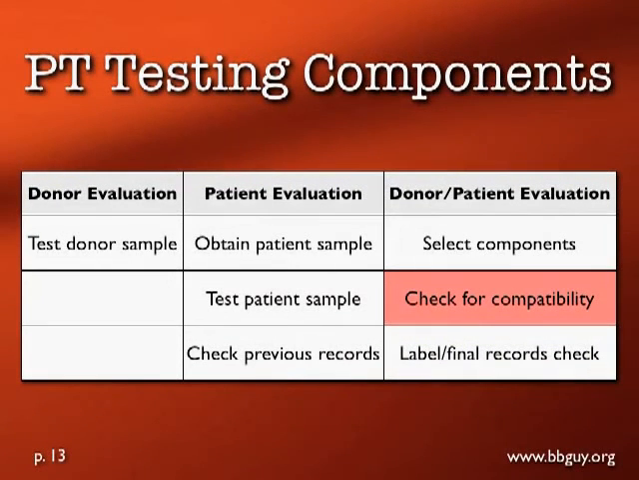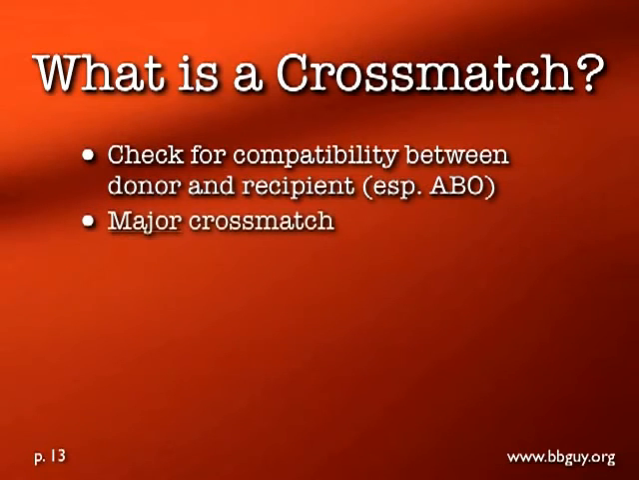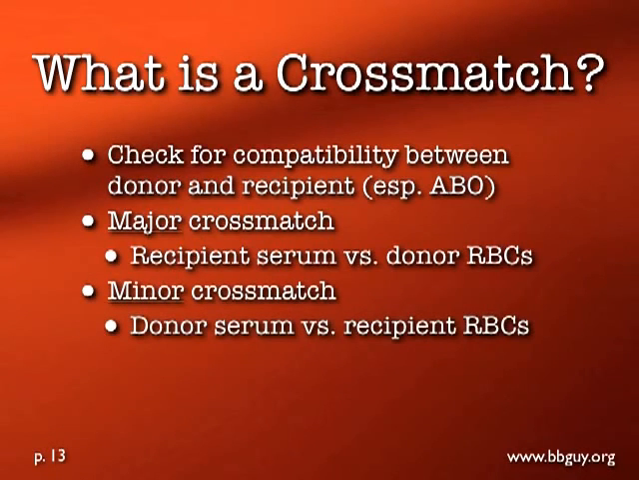Okay, so the compatibility check we need to talk about is generally known as the crossmatch. And what is the crossmatch? Well, basically it's a check for compatibility between donor and recipient, and it's especially designed to check for ABO compatibility between donor and recipient. When we say crossmatch, we really mean major crossmatch for the most part. It's when you test the recipient serum versus the donor red cells. Again, we're trying to protect those transfused red cells. A minor crossmatch, on the other hand, is the other way around: the donor serum versus the recipient red cells.